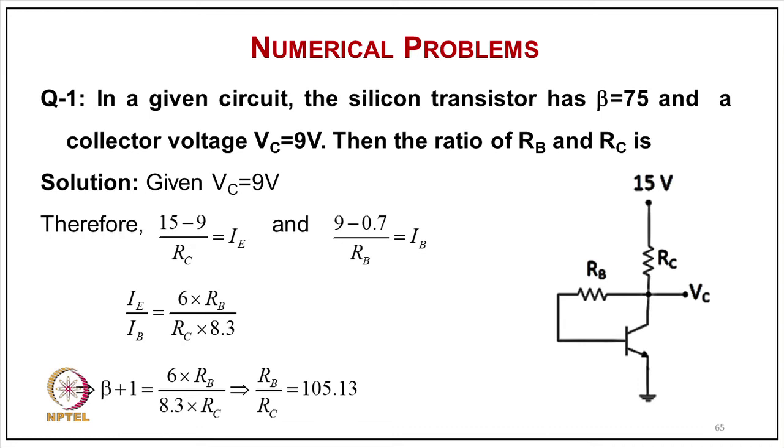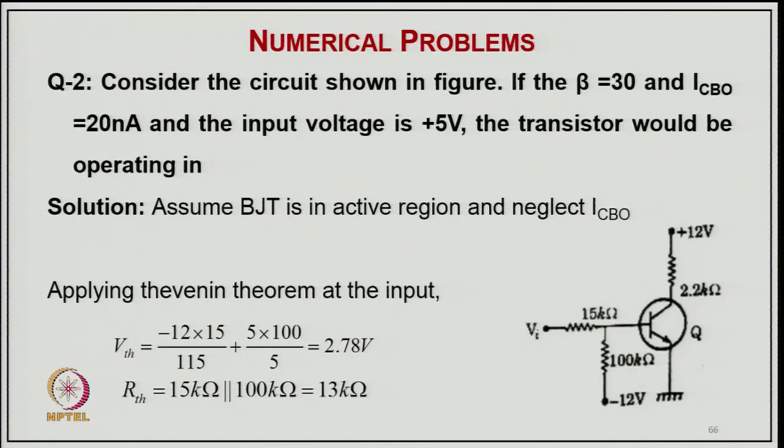So, from IE upon IB, it will be 6 into RB upon RC into 8.3. So, from here we get beta plus 1 equal to 6 into RB upon 8.3 RC, that is RB upon RC equal to, you can call it, of the order of 105.13.